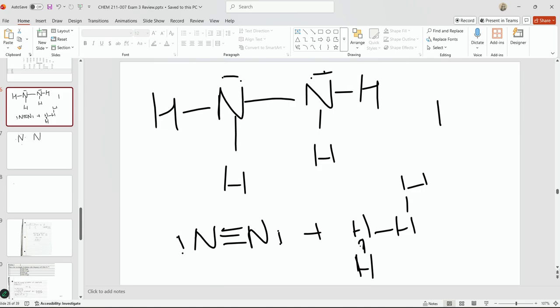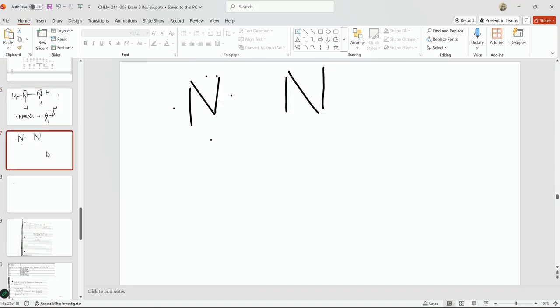Anyways, are we caught up to speed till here? It's product and reactant, right? So we can have 3 bonds here when it's just N to N. We don't have to connect it with H, if that makes sense, right?